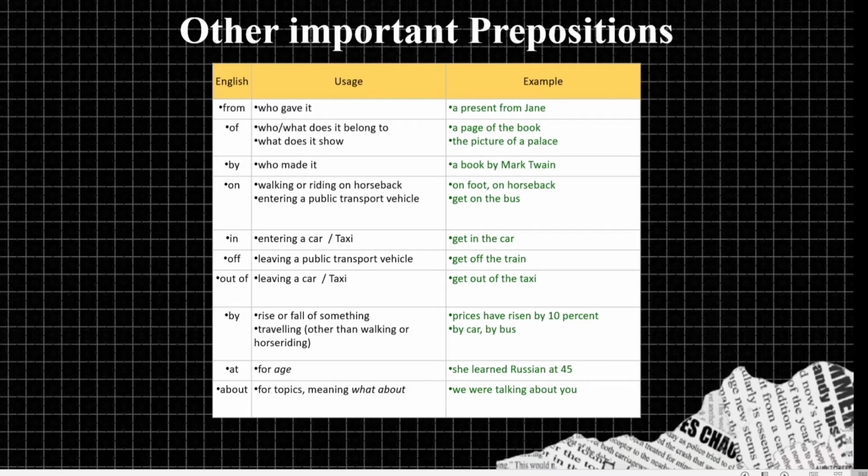Of. Who or what does it belong to? What does it show? Example: a page of the book, the picture of a palace. By. Usage: who made it? Example: a book by Mark Twain.